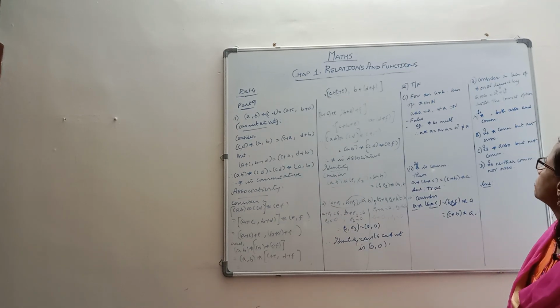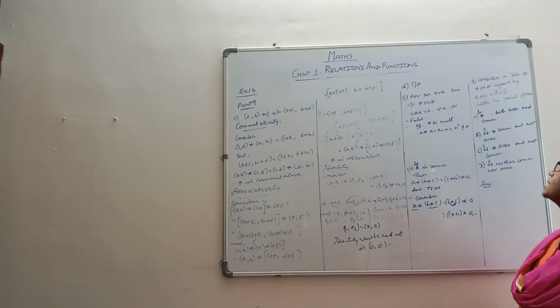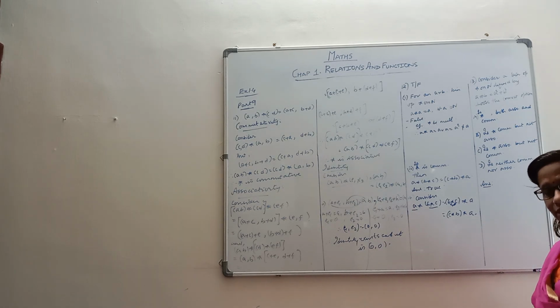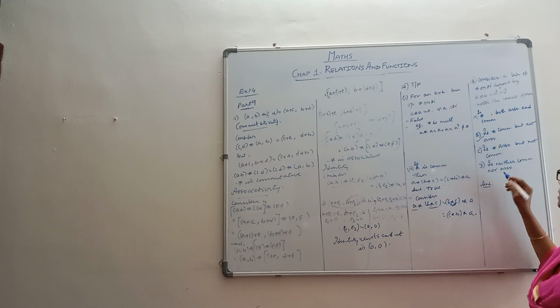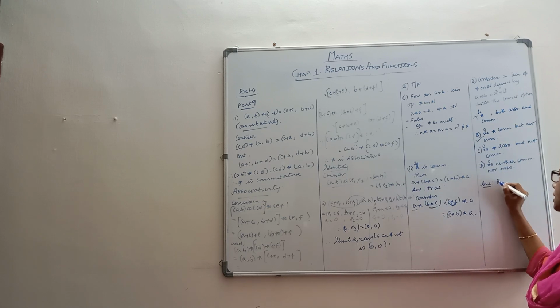Now we have our question number 3. It's a multiple choice question. It says that there is a binary operation star on N which is defined as A star B equal to A cube plus B cube. You have to check the correct answer: whether it is commutative and associative both, whether any one of them is correct, or whether none is correct. That is what we have to check. And actually the correct answer is this: star is commutative but not associative. B is the correct answer.